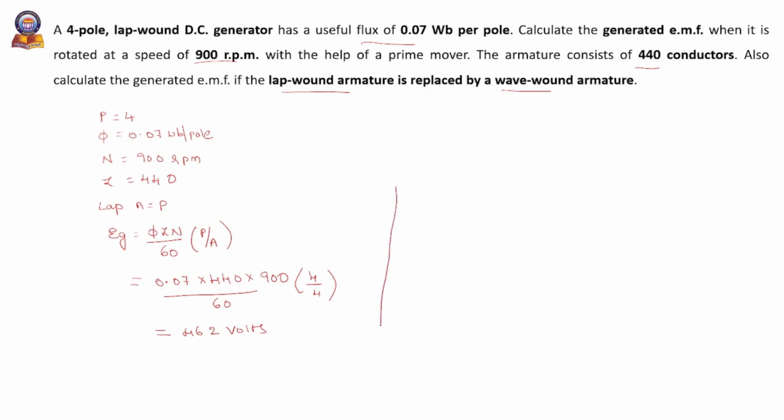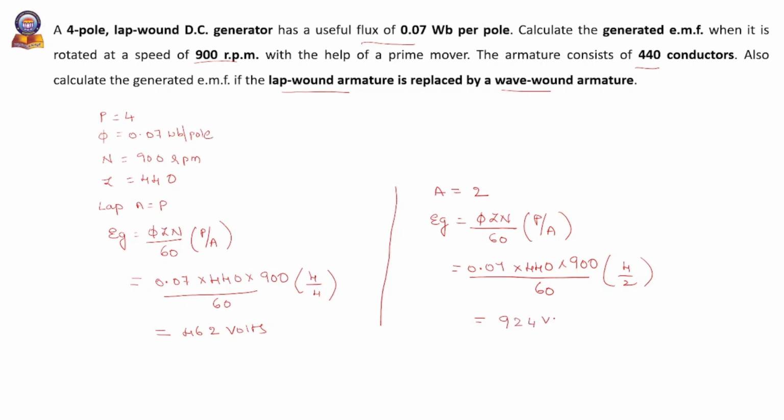Given in the problem, lap is replaced by wave. A equals 2. So Eg is equal to psi Z N by 60 into P by A. 0.07 into 440 into 900 by 60, 4 by 2. It is 924 volts.